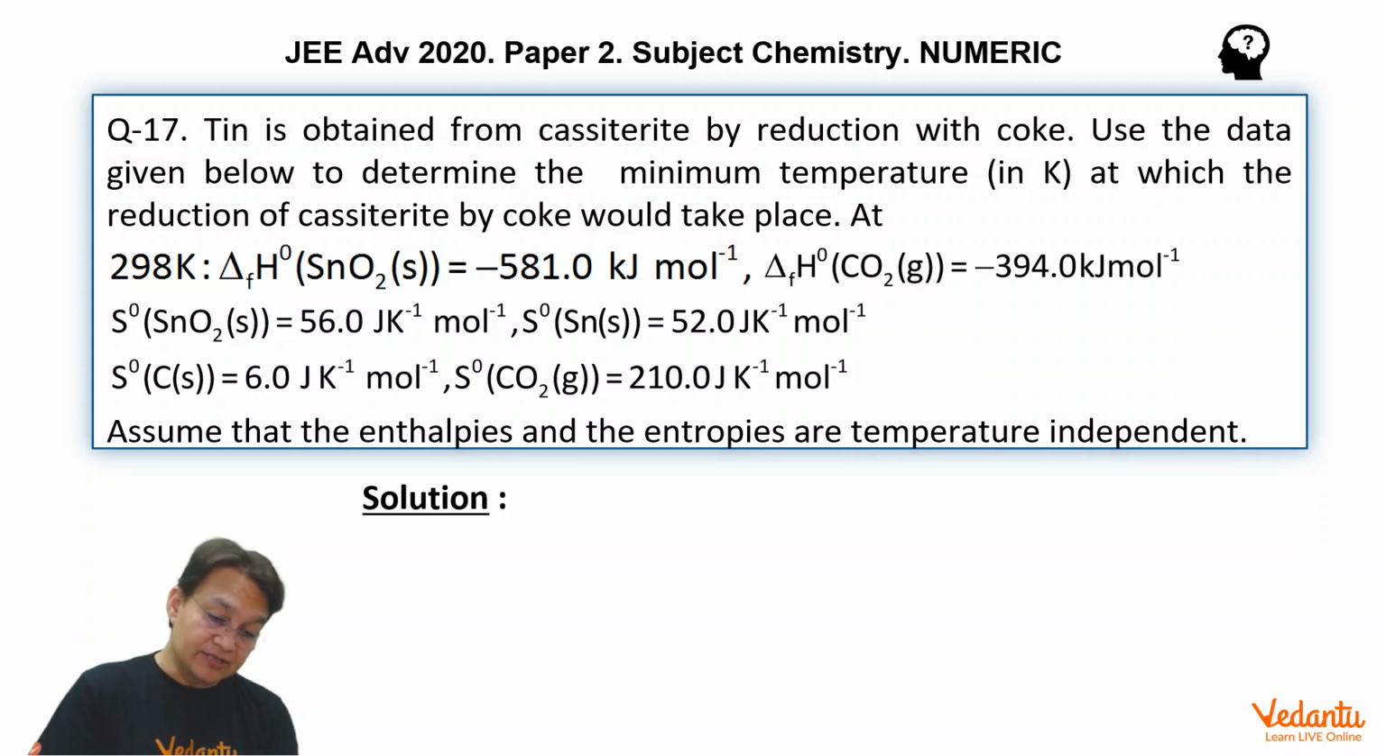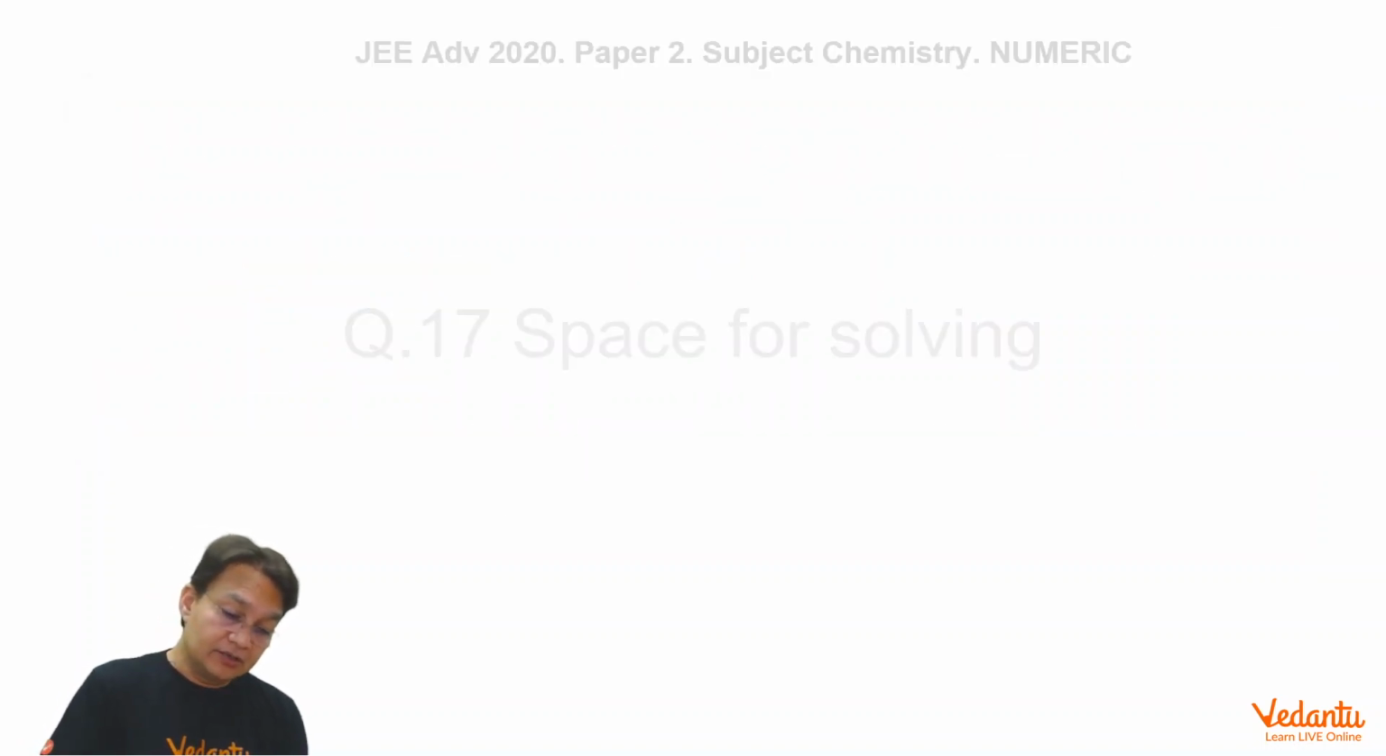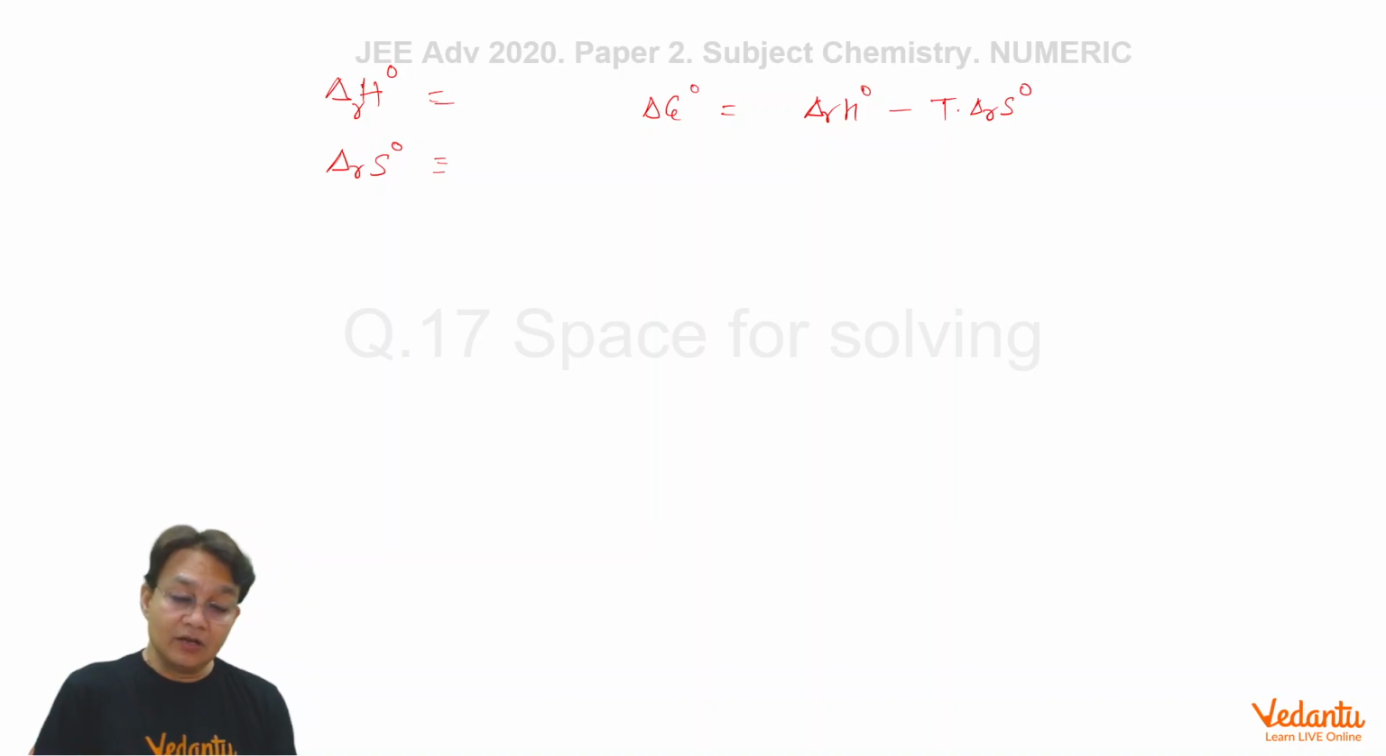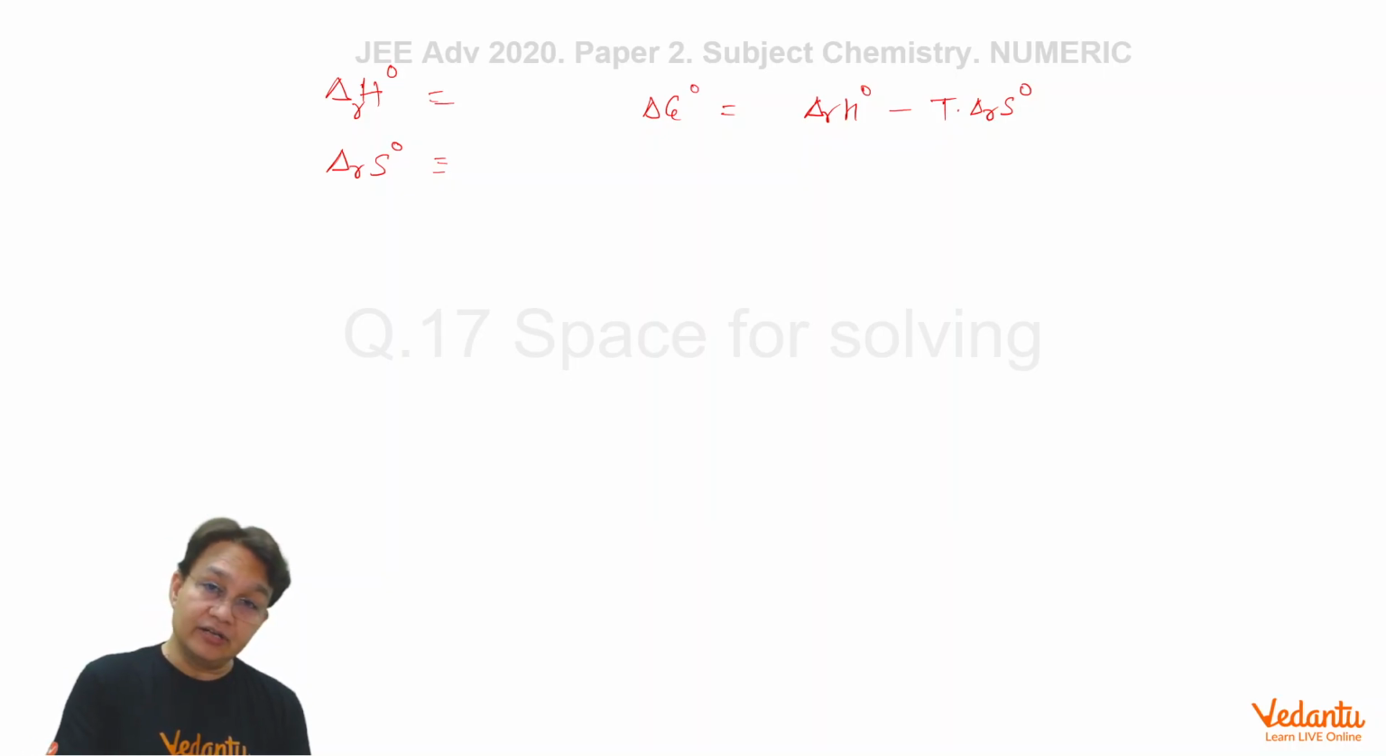So let me discuss the theory of this problem. In this problem, you have to calculate the value of delta RH naught of the reaction, enthalpy change of the reaction. You have to also calculate delta RS naught of the reaction. And then we know that delta G naught is equals to delta RH naught minus T times delta RS naught. Also, we'll have to see what are the signs of delta H and delta S. In this particular case, upon solving, you will find that this is positive and this is also positive.